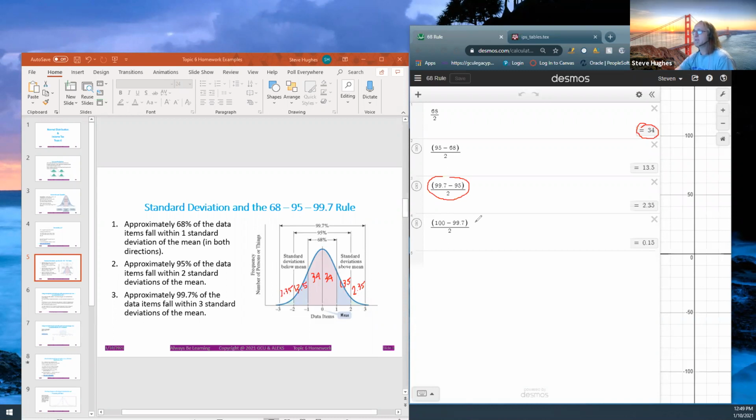That is 100 minus 99.7 divided by 2 is 0.15, telling me that 0.15% of the data lies above 3 standard deviations and 0.15% of the data lies below negative 3 standard deviations. Okay, these values will help you answer any question that pertains to this rule. We're going to use this here in the next question to help us answer some questions. All right, let's clear this writing out and let's see what comes next.